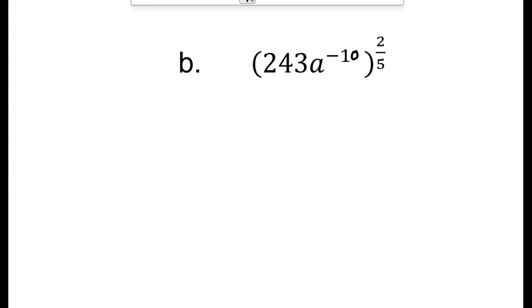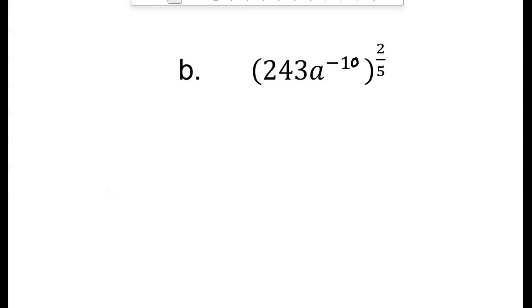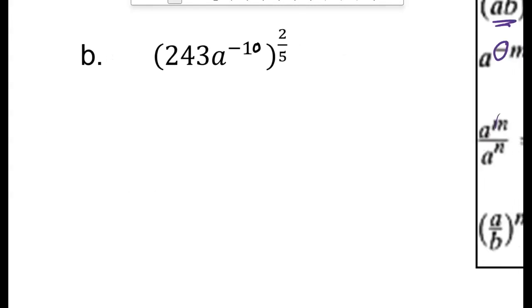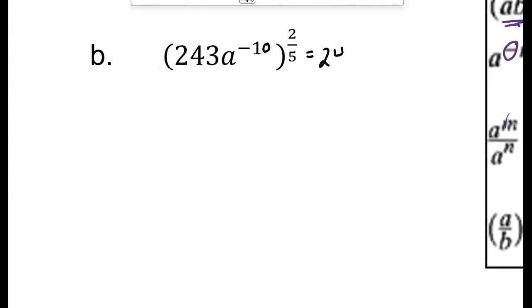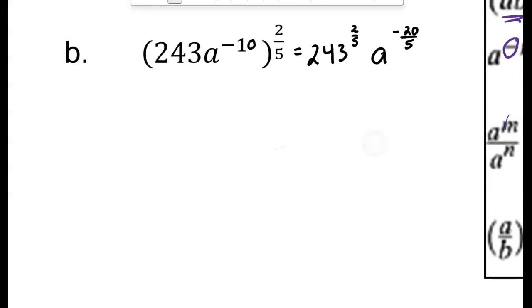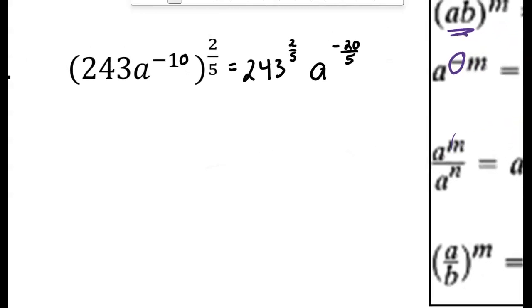All right, so with this, are we going to use the power property? Okay, so I'm going to use the power property on this. And I'm going to get 243 raised to the 2/5 times a raised to the what? Yeah, the negative 20 over 5. Ooh. Not a lot of fun, but it's okay to do.